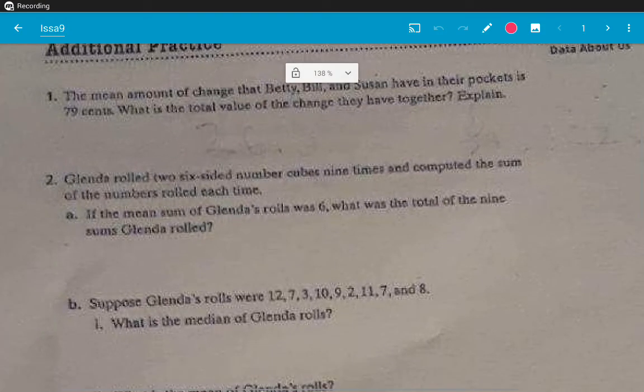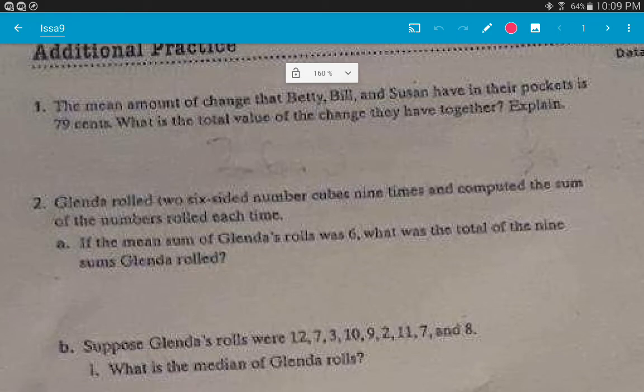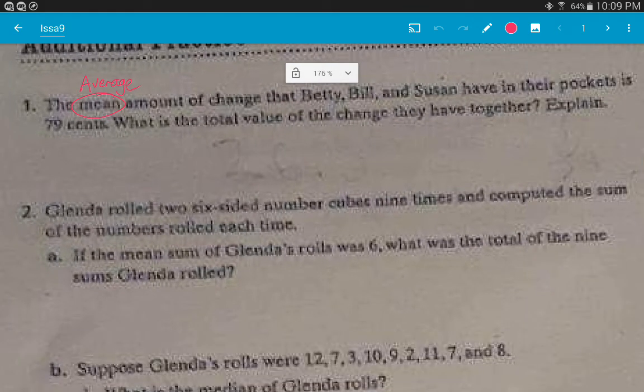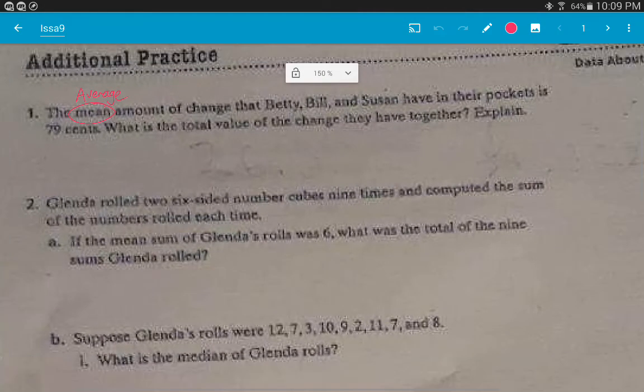Okay, number 1. The mean amount of change that Betty, Bill, and Susan have in their pockets is 79 cents. What is the total value of the change they have together? Explain. Now it says the mean amount. The mean is also known as the average. So that means that when we add their 3 together and then divide it by 3, we're getting 79 cents.